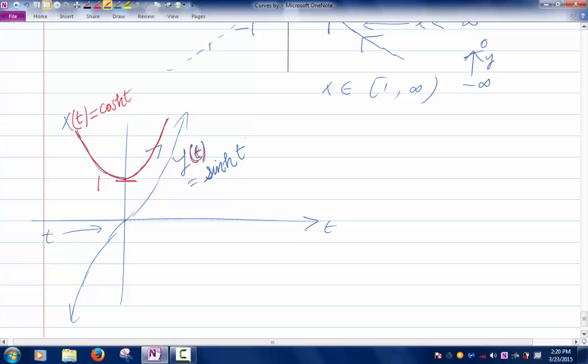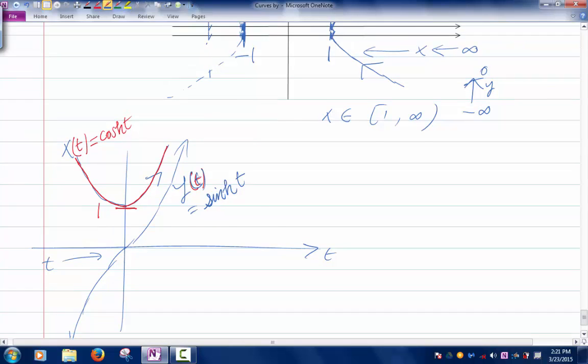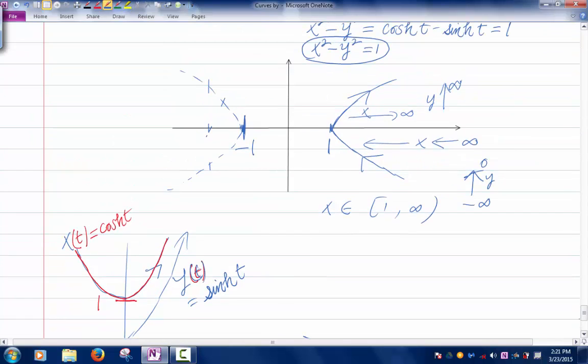However, hyperbolic cosine t, what's the range? The range of hyperbolic cosine is from 1 to infinity, right? What does it tell you about x? X is bigger than 1, right? X is at least 1. So then, what does it tell me about the curve C? Can the curve C be the left half of the hyperbola? The left half of the hyperbola, what is x? X is less than negative 1, right? However, x is hyperbolic cosine, so x has to be bigger than 1, right?